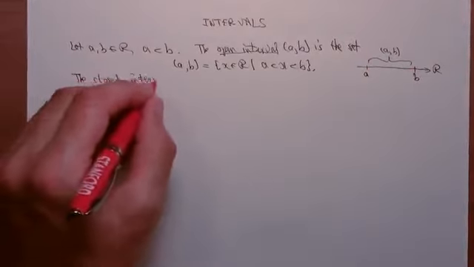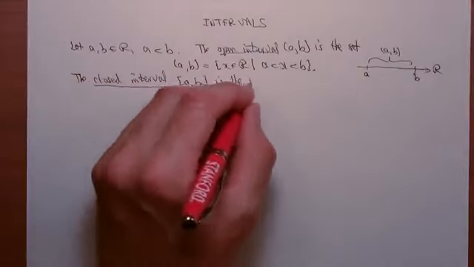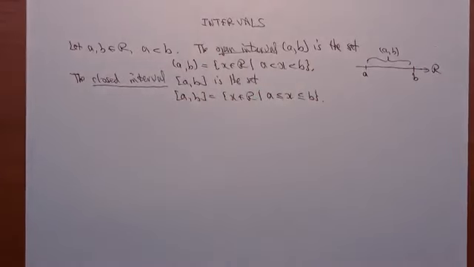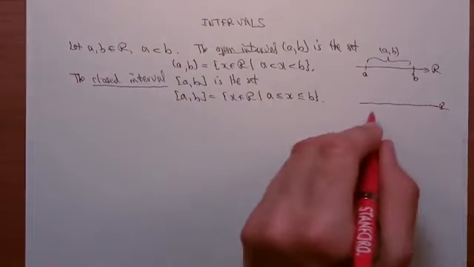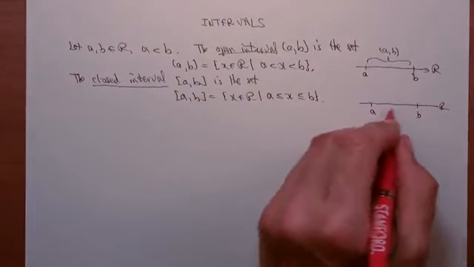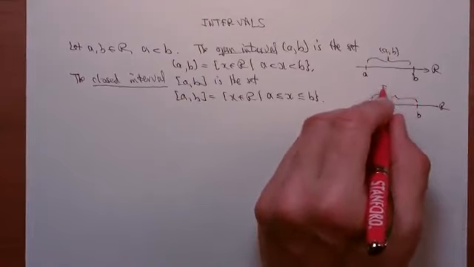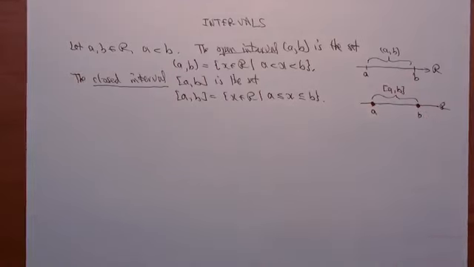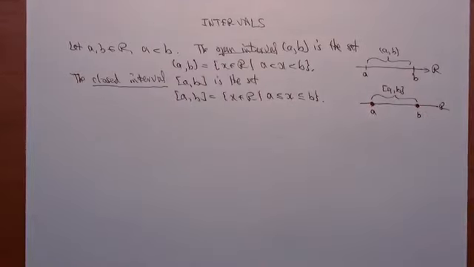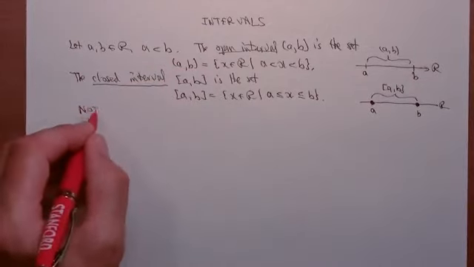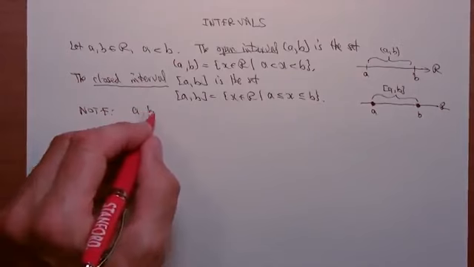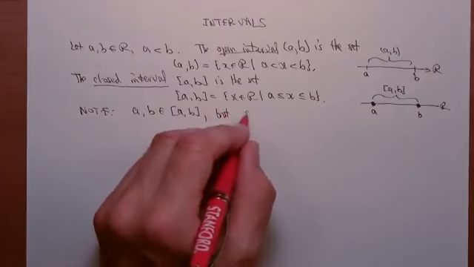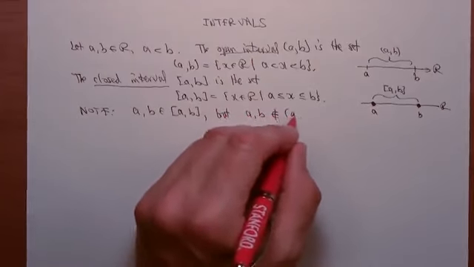The closed interval [A, B], written with square brackets like this, is the set of X in R, A less than or equal to X, less than or equal to B. So the diagram for this would be we've got A, and we've got B. And this interval actually includes the two endpoints. So the distinction between these two is that A and B are elements of the closed interval, but A and B are not elements of the open interval.